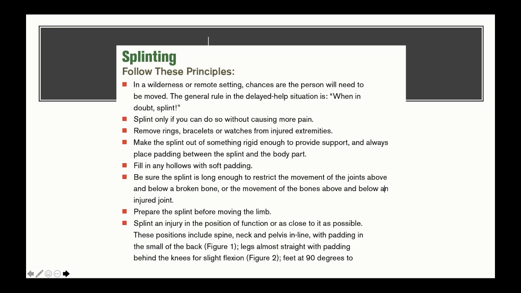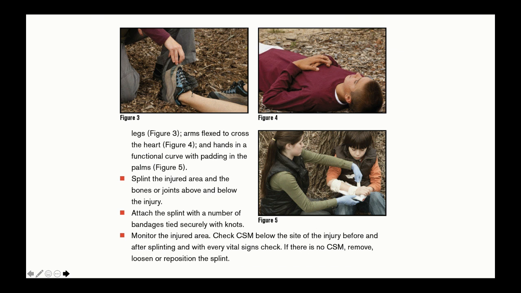Prepare the splint before moving the limb, so everything should be ready to go, right? Least amount of injury and pain as possible, okay? Splint an injury in the position of function or as close as possible. So like we just talked about. Remember, all of this stuff is in your digital book that has been posted on Canvas.